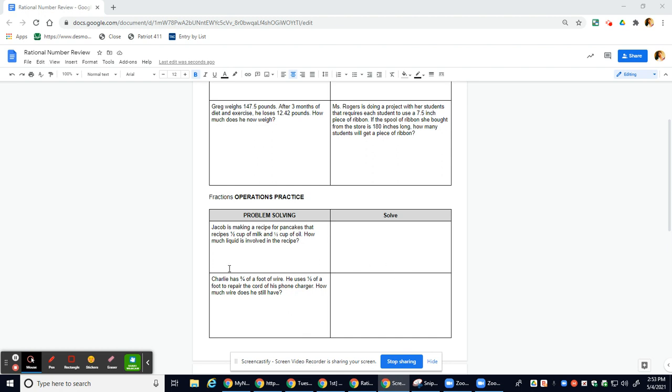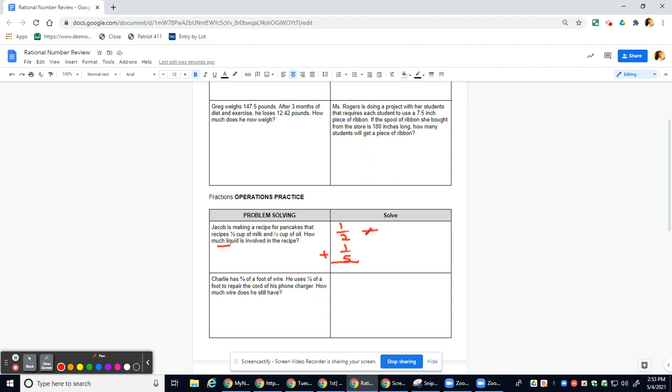Jacob is making a recipe for pancakes, and that recipe calls for half a cup of milk and 1/5 cup of oil. How much liquid is involved in this entire recipe? So I know I have 1/2 and 1/5, and since they want to know how much total liquid is needed for this recipe, I'm going to have to add those two fractions.